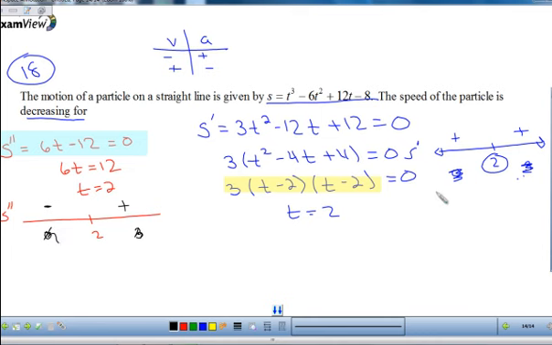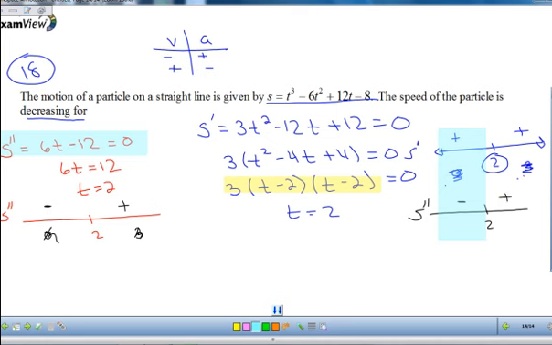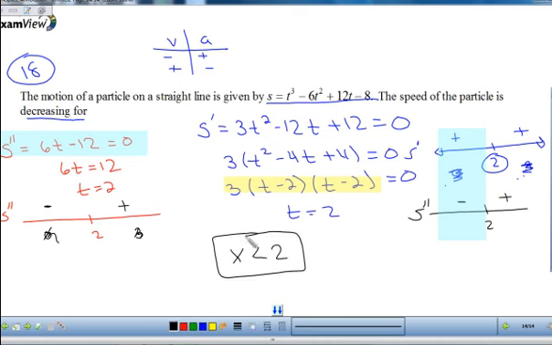Okay, so if we put them right next to each other, the part where both are opposite signs would be when x is less than 2. So when x is less than 2, the particle is decreasing.